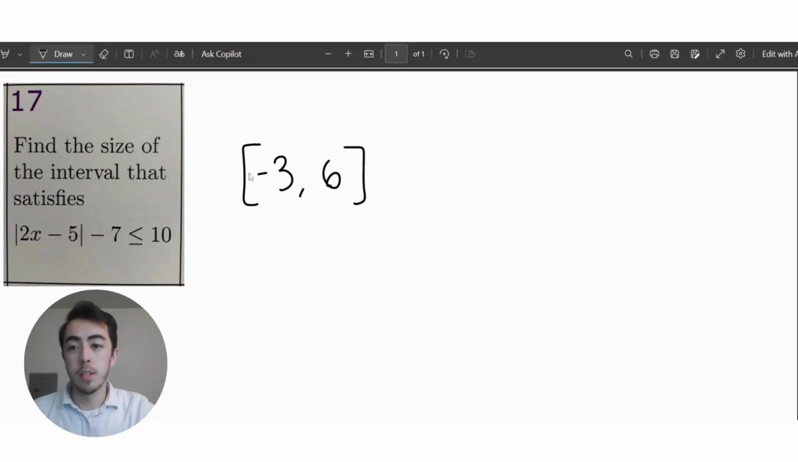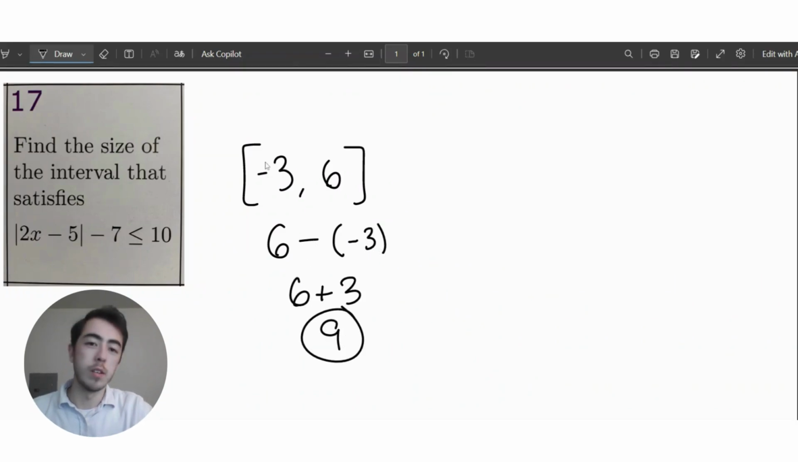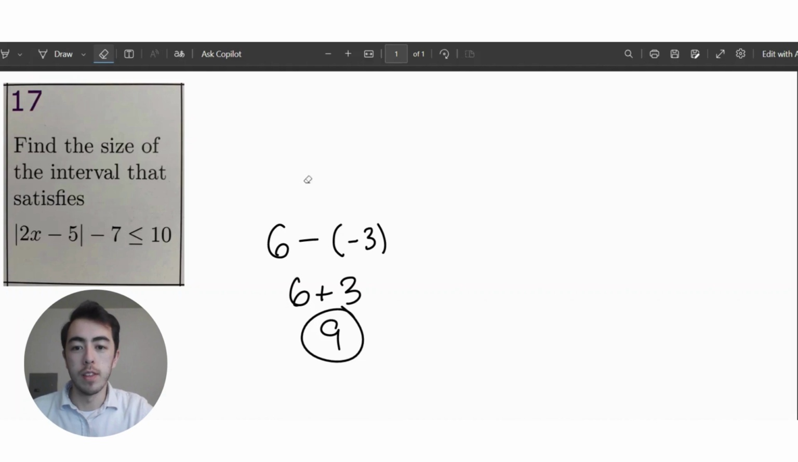Oh, and one last thing to mention about finding the size of an interval. A quick mathy way to do it is just take the higher number and subtract the lower number. And if I subtract a negative, it's the same thing as just adding. And so here's that 9 that I was talking about earlier. It's the size or width of this interval.